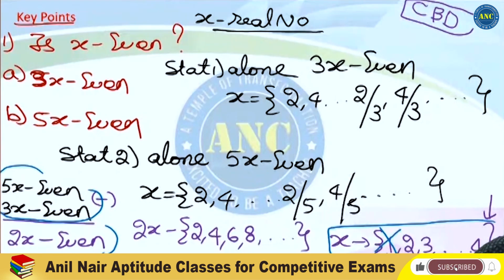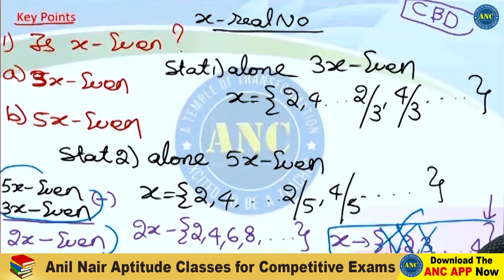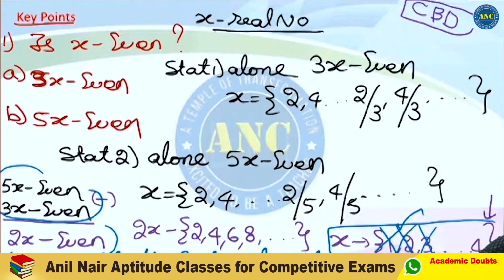X is 1: 5 into 1 is 5. Is 5 even? No. X is 2: 5 into 2 is 10, even; 3 into 2 is 6, even. Yes. X is 3: 5 into 3 is 15, no. So 1, 3, 5, 7, all will be eliminated because of these statements. Please write down that statement: the answer obtained after combining the statements should satisfy each statement.